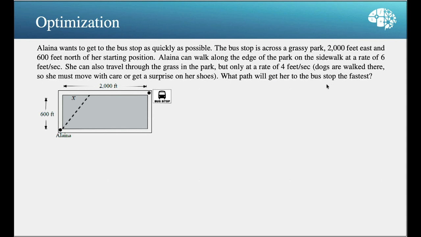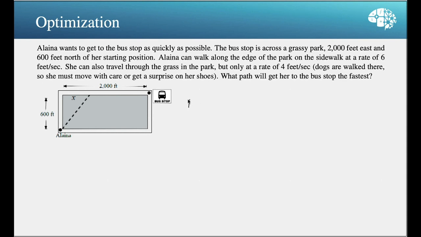So as an optimization problem, the first thing we should really ask ourselves is, what is it that we're trying to optimize? And here we're looking for the fastest, so we're trying to optimize time. So we're going to be looking for a time equation. We have a picture here that's already labeled with x being the distance horizontally across the park that she should walk across, and then down the sidewalk the rest of the way. So we are going to write an equation for time.